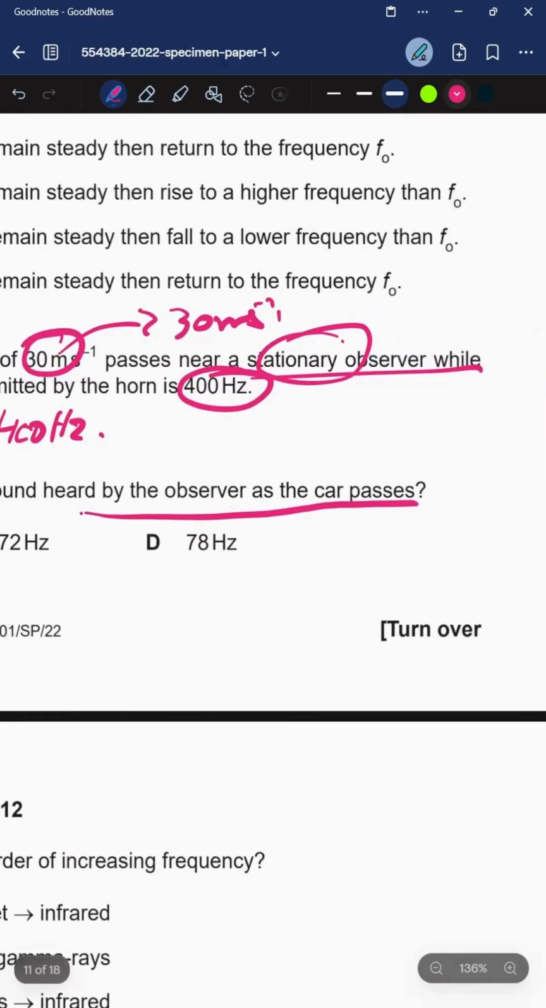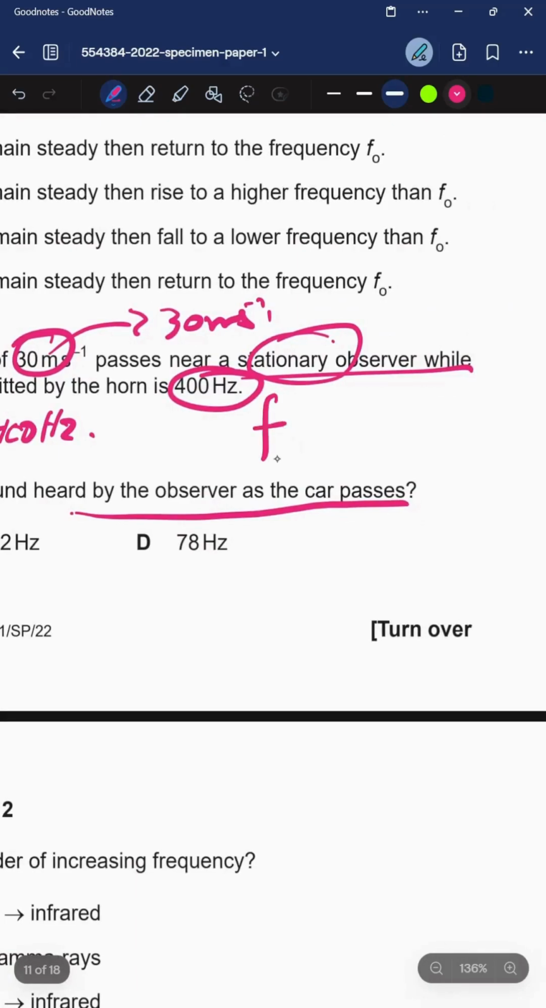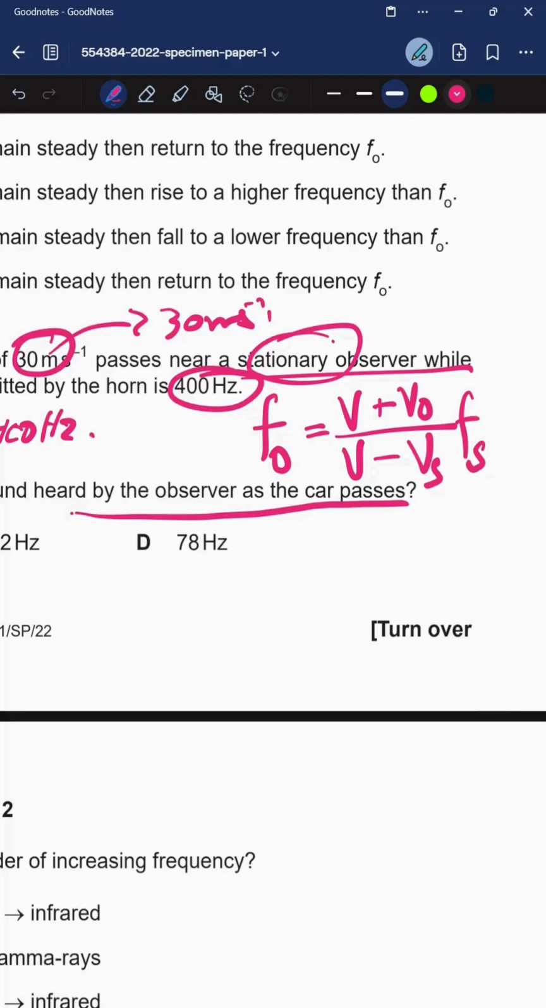So this is a Doppler effect, and we are going to use the Doppler effect formula, which is: the observed frequency equals the speed of sound in air plus the observer's speed, divided by the speed of sound in air minus the source velocity, times fs, where fs is the source frequency. Let's plug in the values.